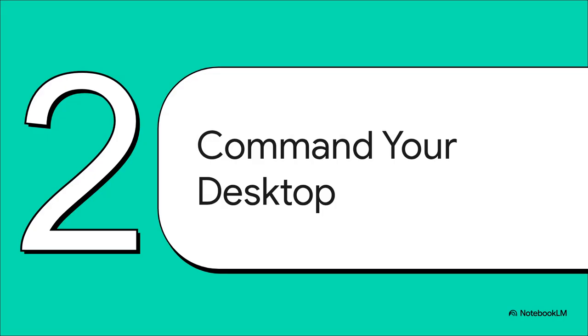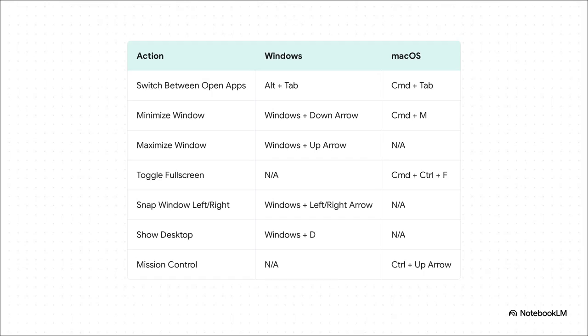Okay, enough theory. It's time to start actually commanding this thing. We're going to start at the very top, taking control of your entire digital desktop. Think of this as your new mission control. Seriously, forget about dragging windows. You want to flip between your open apps? Just hold Alt and tap Tab on Windows or Command and Tab on a Mac. It is the number one multitasking move. You need to clear everything and see your desktop right now? It's just Windows key plus D.